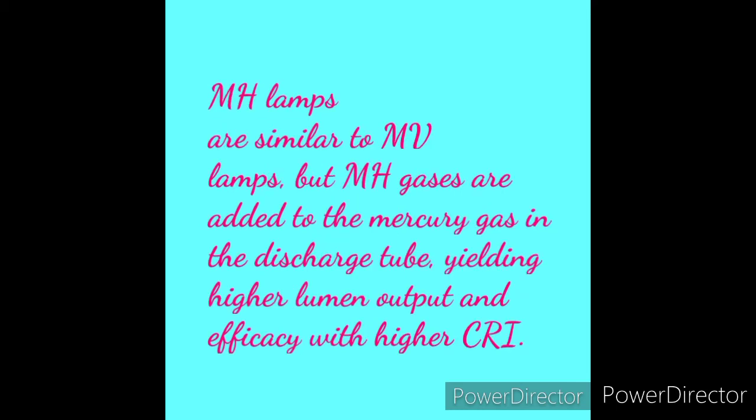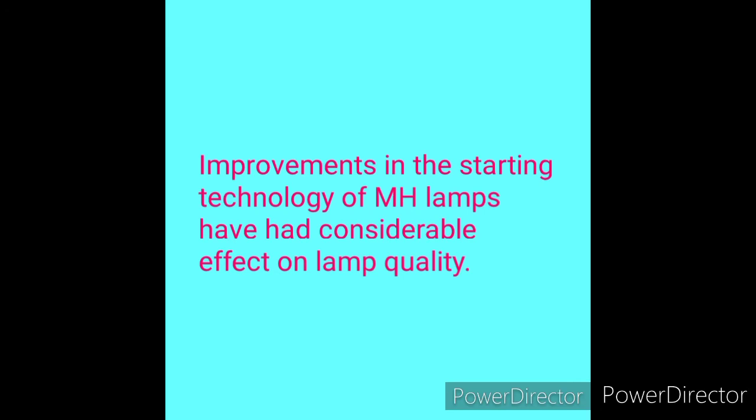And then MH lamps are similar to MV lamps, but metal halide gases are added to the mercury gas in the discharge tube, yielding higher lumen output and efficacy with higher CRI. Improvements in the starting technology of MH lamps have had a considerable effect on lamp quality.